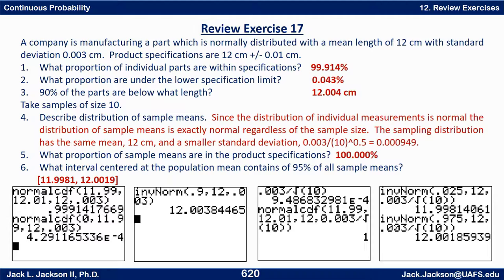And so then we give it the mean, the standard deviation of the x bar values, the standard error of the mean, 0.003 divided by the square root of 10. And this gives us the x bar value for the right. So x bar is between 11.9981 and 12.0019 95% of the time.